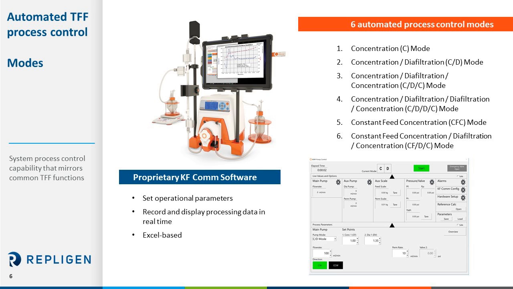The KR2i pump can be controlled manually or automatically with 6 different automated TFF modes. The automated modes of operation are shown here on the right and cover a wide range of common modes of TFF. The modes of operations include concentration, diafiltration, constant feed concentration, and a combination of these. As mentioned before, users can input the desired operating TFF parameters through the KFCOM interface. KFCOM will also record and display process data that include pressure profiles, concentration factors, and filter flux in real time.